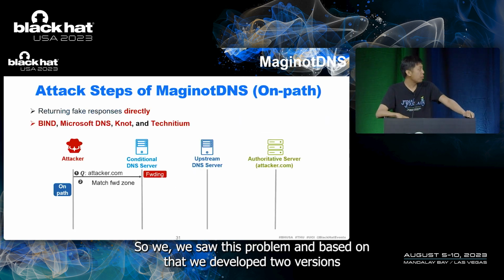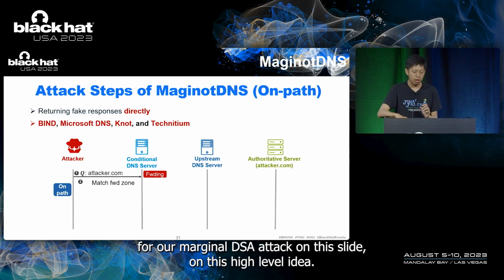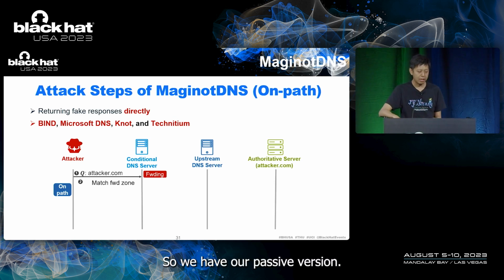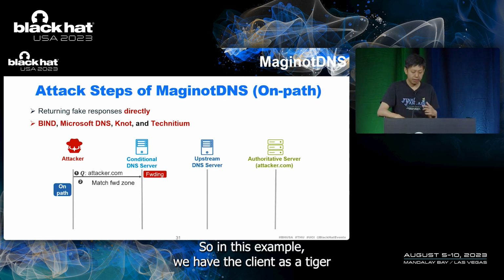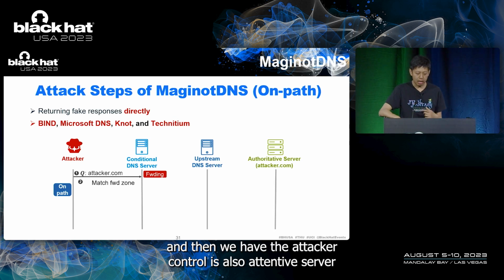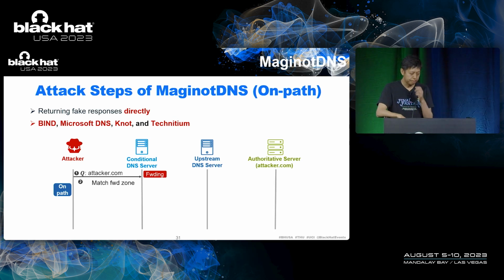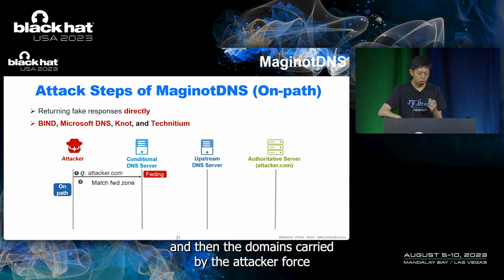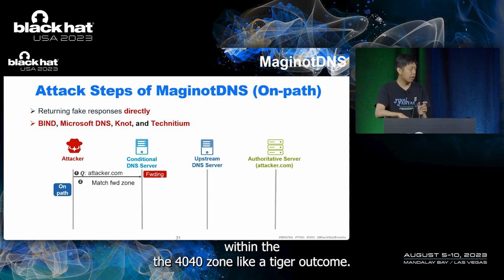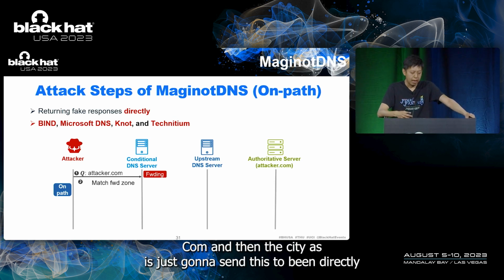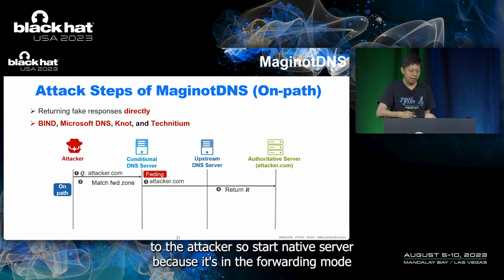And based on that, we developed 2 versions of our MaginotDNS attack on this high-level idea. So we have an on-path version. In this example, the client is an attacker, and the attacker controls an authoritative server. The domains queried by the attacker fall within the forwarding zone, like attacker.com. And then the CDNS is just going to send this domain directly to the attacker's authoritative server, because it's in the forwarding mode.